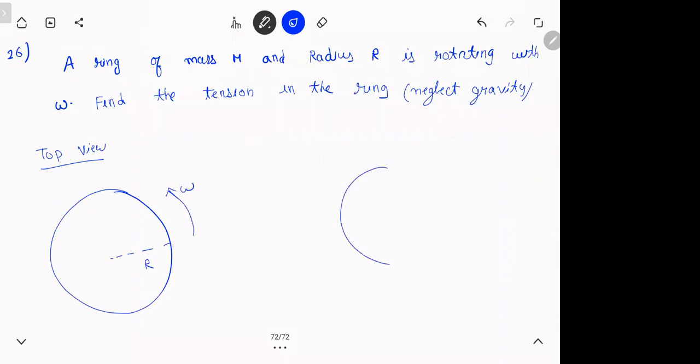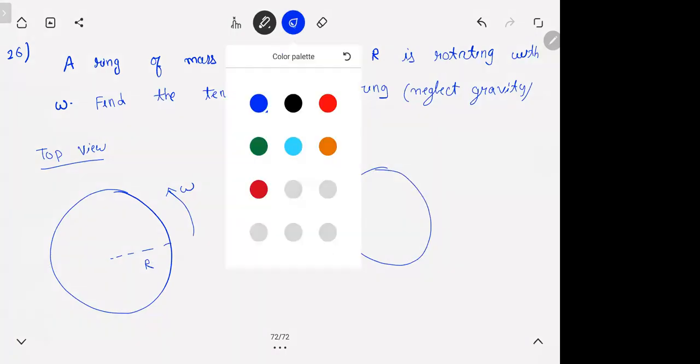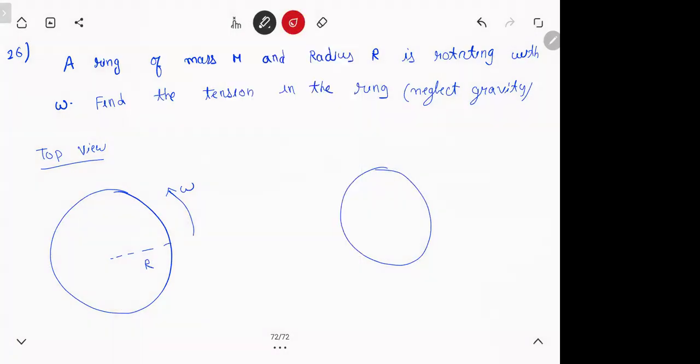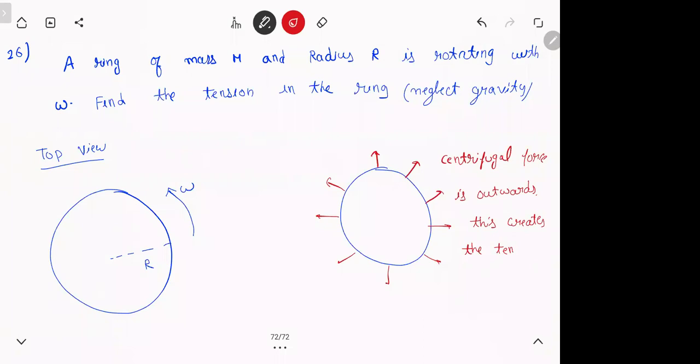If you actually check out the FBD, you'll observe on every particle, there's a centrifugal force pulling the ring outside. Now you tell me, if someone is catching the ring and pulling it everywhere outside, this thing causes the tension. Centrifugal force is outwards. This creates the tension. So if you just have a ring and it is rotating with omega, that thing will have a tension. And if you rotate fast enough, what can happen? It can break also.